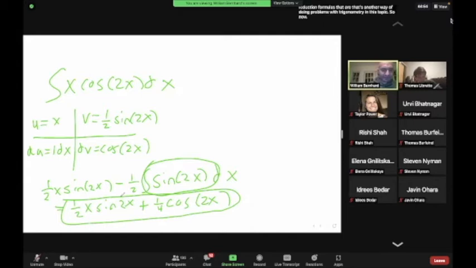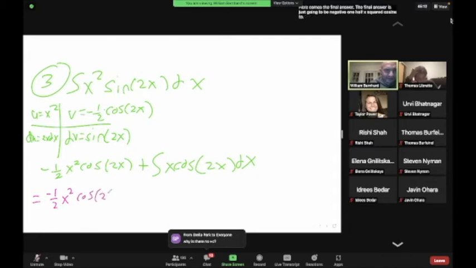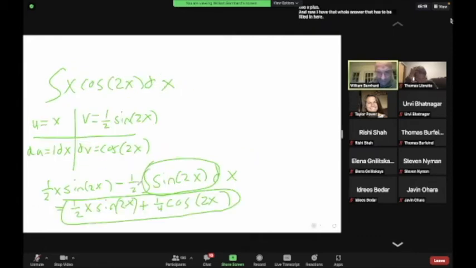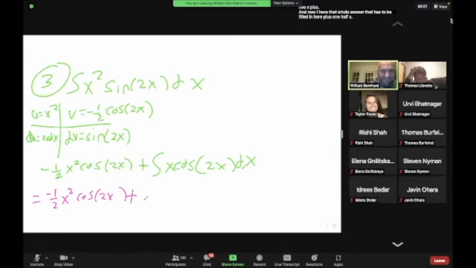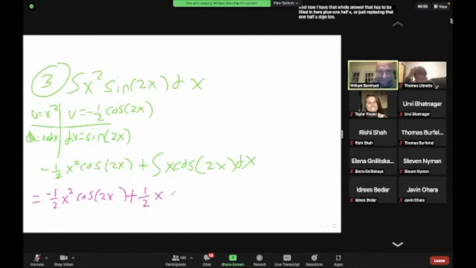So now what I have to do is essentially take this and plug back into the answer. So here comes the final answer. The final answer is just going to be negative 1/2 x squared cosine 2x plus, and now I have that whole answer that has to be filled in here, plus 1/2 x sine 2x.